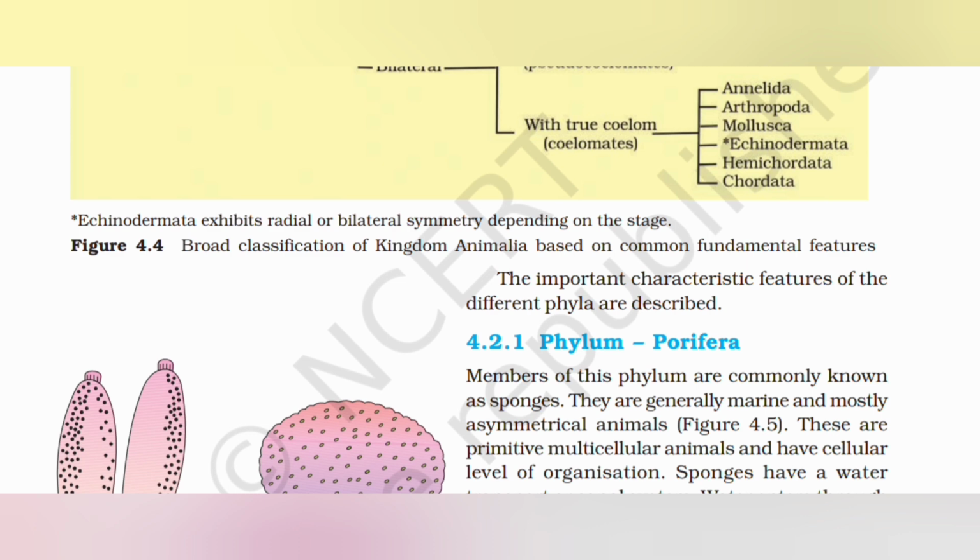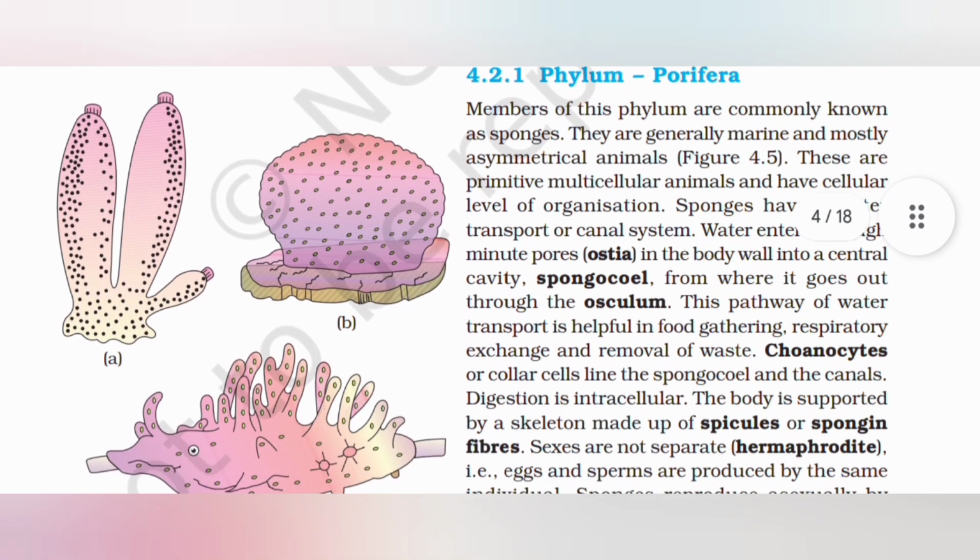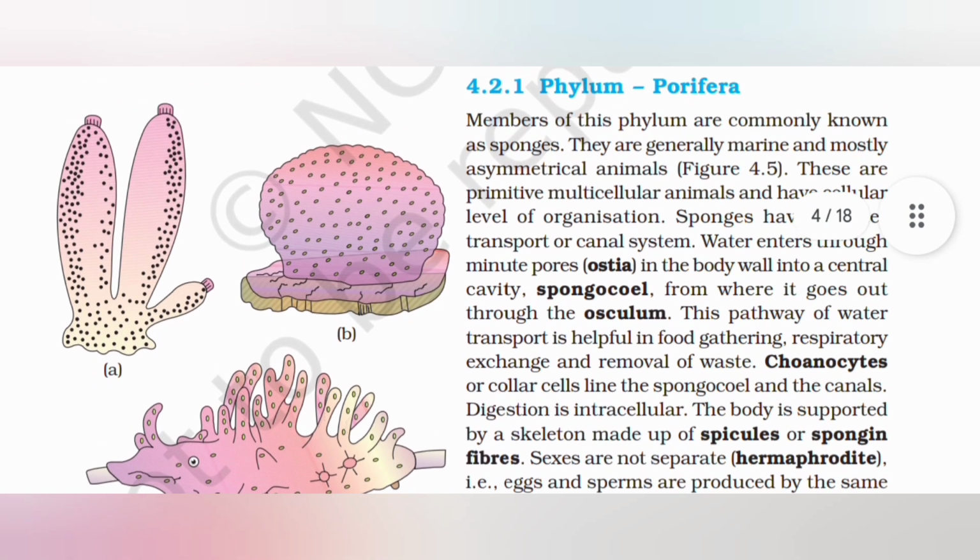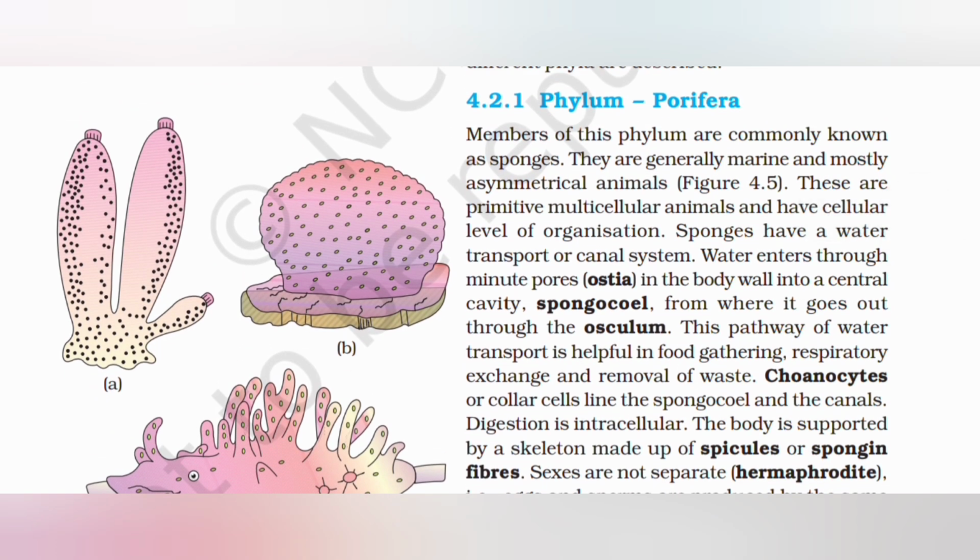The important characteristic features of the different phyla are described. Phylum Porifera. Members of this phylum are commonly known as sponges. They are generally marine and mostly asymmetrical animals. These are primitive multicellular animals and have cellular level of organization. Sponges have a water transport or canal system.